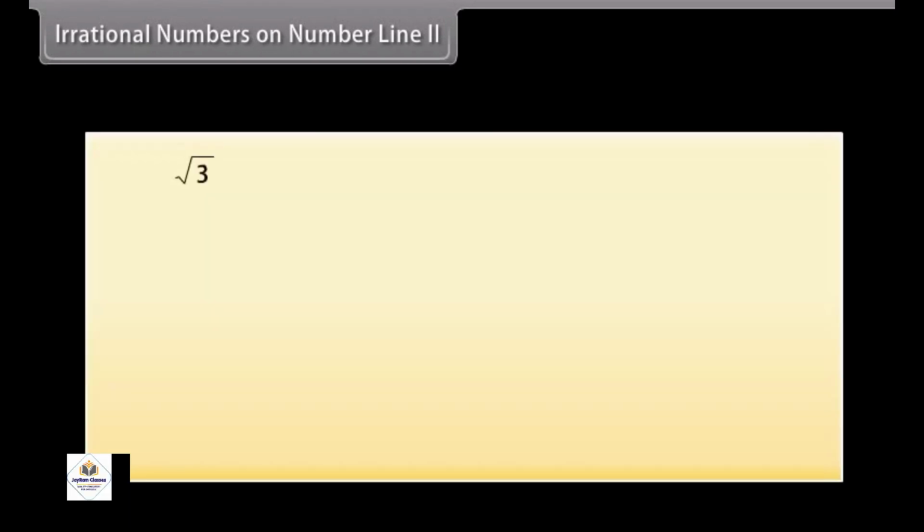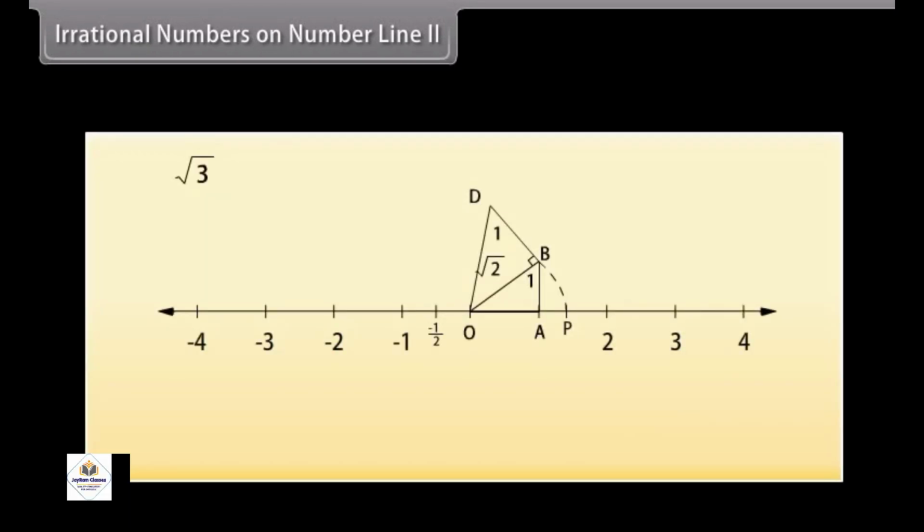Irrational numbers on number line 2. Similarly, to locate square root of 3 on the number line, we will construct BD of unit length perpendicular to OB. Then, by the Pythagoras theorem, OD is equal to square root of 2 square plus 1 square, which is equal to square root of 3. Now, using a compass with center O and radius OD, we will draw an arc intersecting the number line at point Q. The point Q corresponds to square root of 3 on the number line.